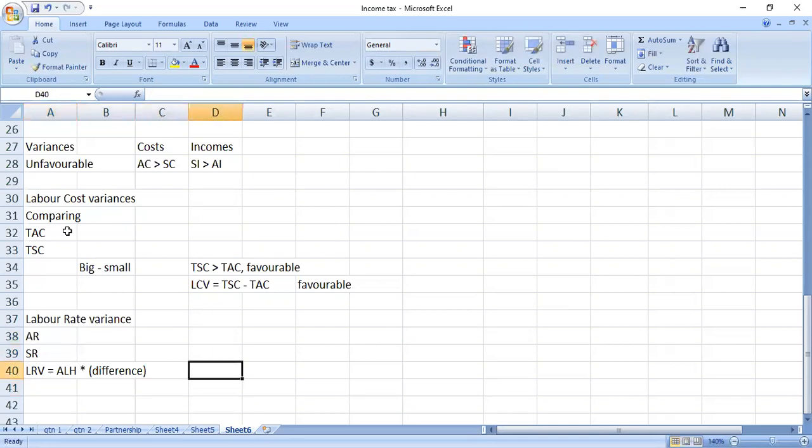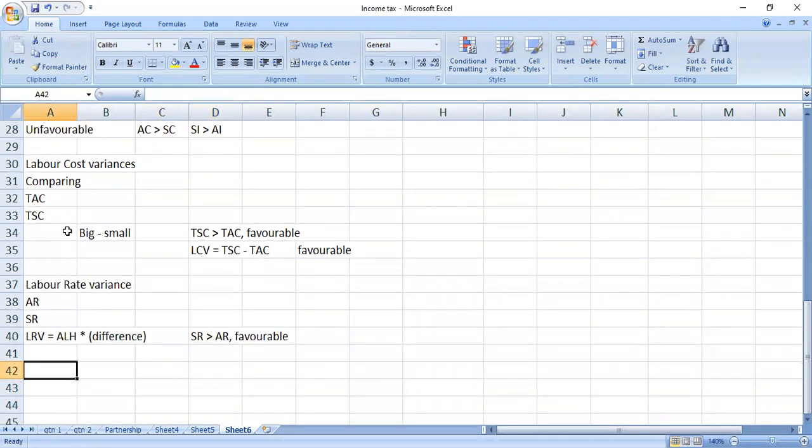If your standard rate is higher than the actual rate, then this is a good thing because you're being efficient by bargaining. You're good at bargaining as a business, which is a good thing. Now this is rate, so I hope we can go to the next thing, which is labor.